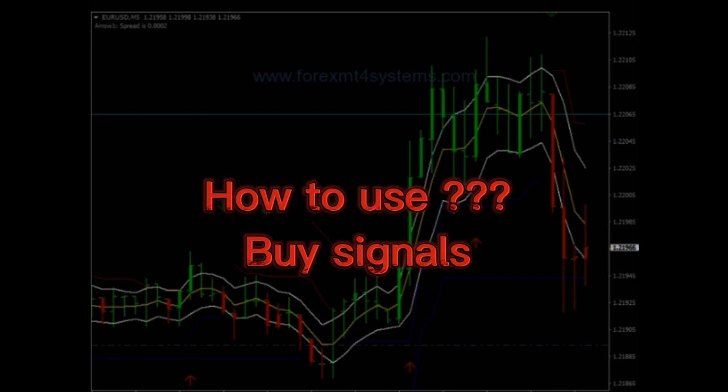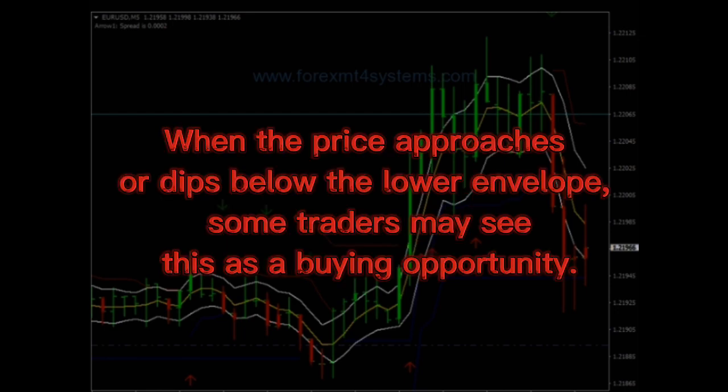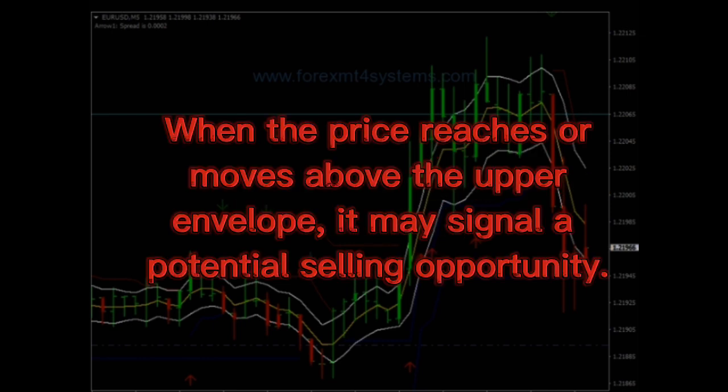How to use it. Buy signal: when the price approaches or dips below the lower envelope, some traders may see this as a buying opportunity. Sell signal: when the price reaches or moves above the upper envelope, it may signal a potential selling opportunity.